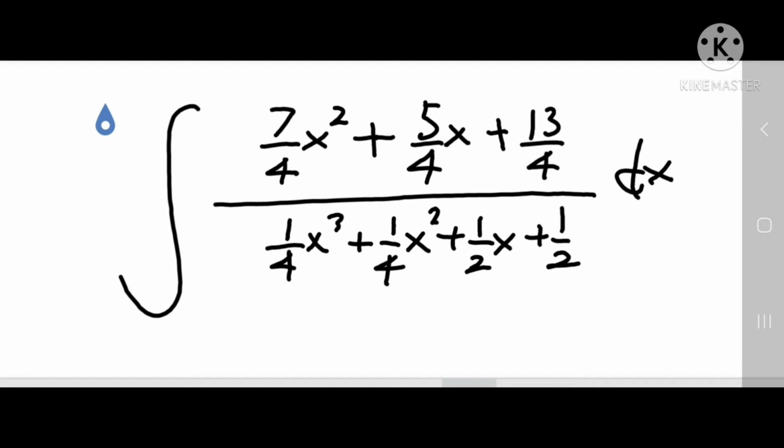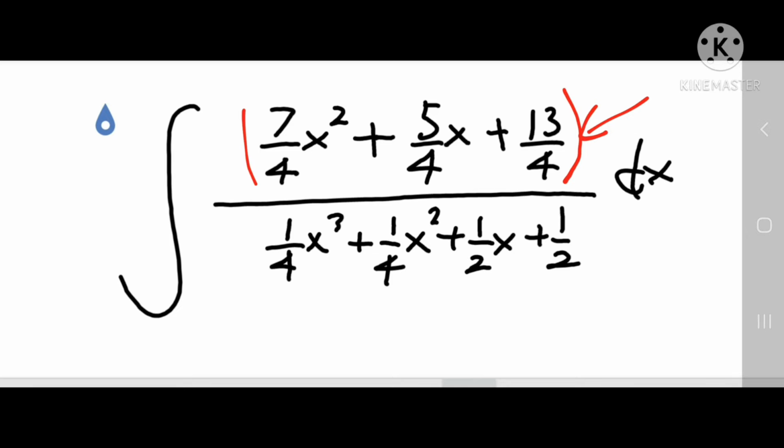Here we have a fractional integral that we wish to integrate. The best approach to integrate this is to apply the partial fraction method. First of all, what we do is to factorize the numerator here.